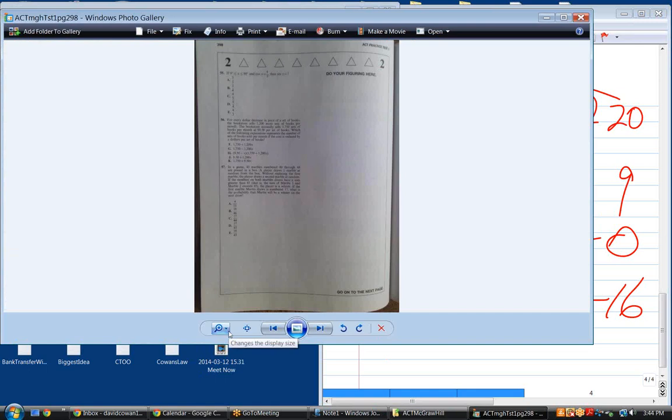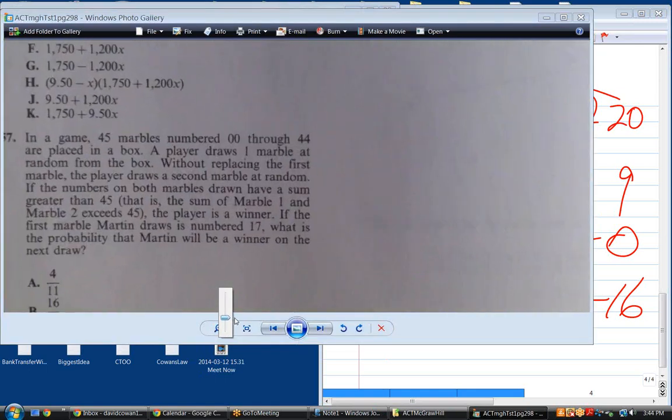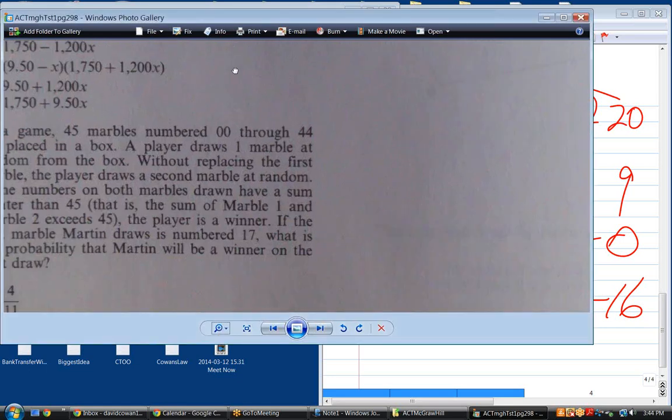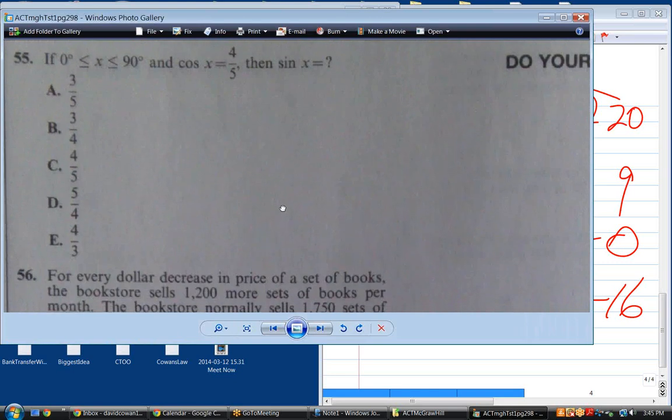Remember, we are getting to the hard part of the test. In general, the last 10 questions on these tests are by far the hardest. So we are approaching that. Oh good, a trig question.